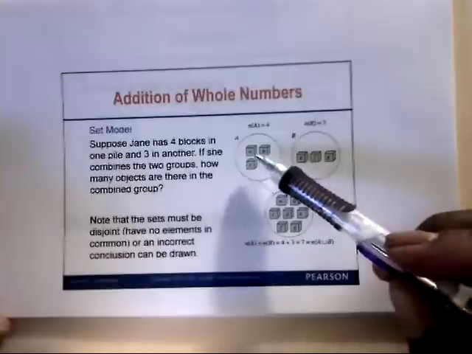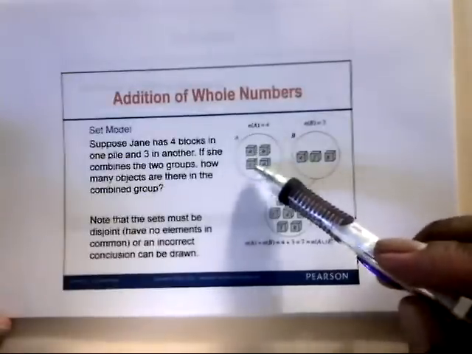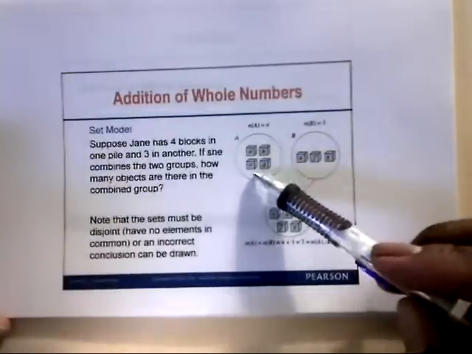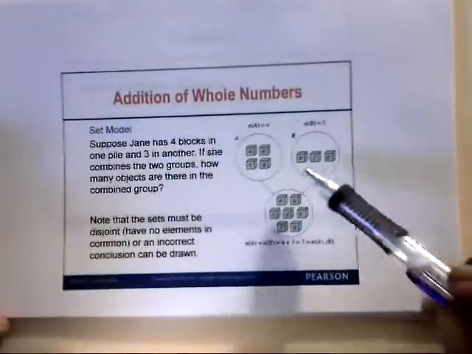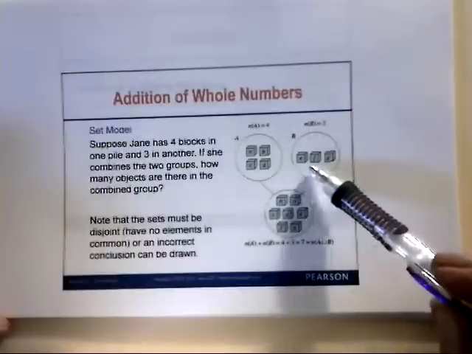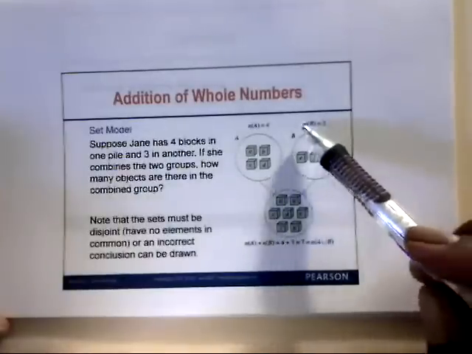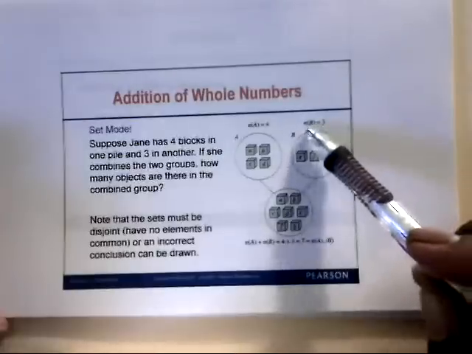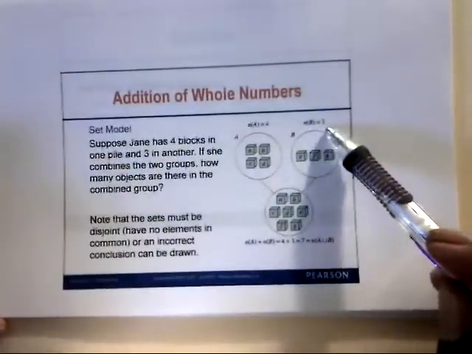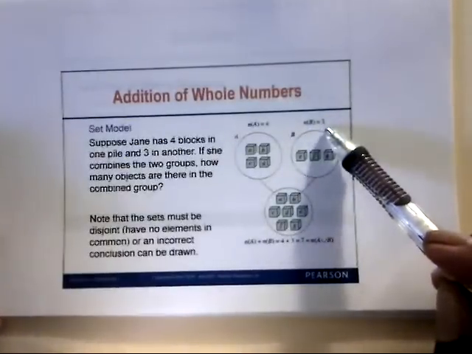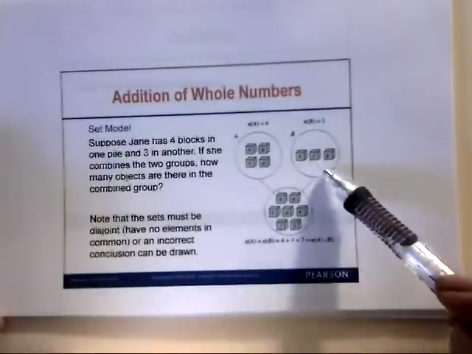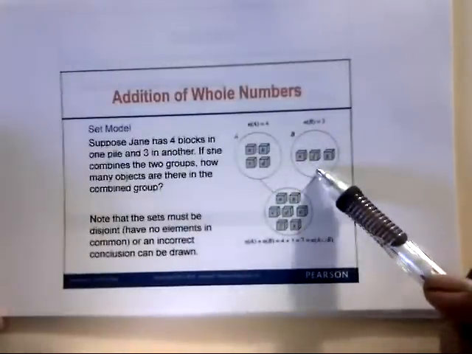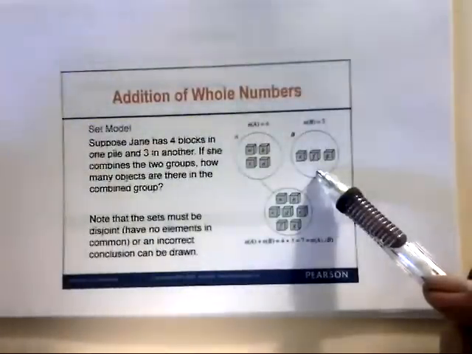Alright, in this situation here we have, in set A, there are 4 blocks, A, B, C, and D. So the number of elements in set A is 4. And in set B, we have E, F, G. So if you count those up, there are 3. So the number of elements in set B is 3. Okay, now in this case, notice that the sets are disjoint. In other words, those sets have no elements in common.